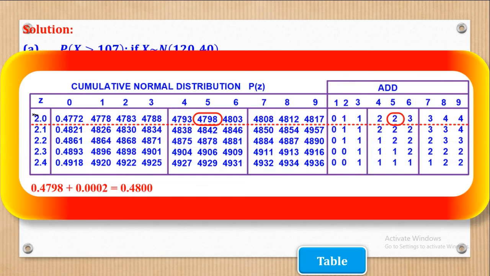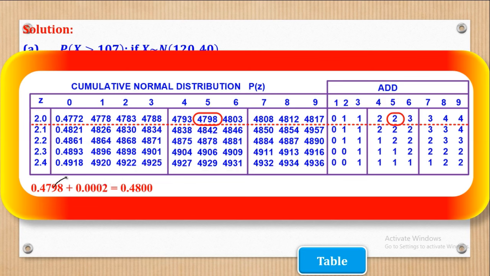So 2.0 is there, then the second decimal point is 5, they intersect at that point, then the third decimal point is also 5, it intersects at that point. After that, you remember that the probabilities must be to 4 decimal places. So these are 4 digits. To make it 4 decimal places, I'll only add 0 point. But this one is 1 digit, so I'll have to first add 3 zeros and then add a 0 point, so it will become 0.0002 to make them 4 decimal places.